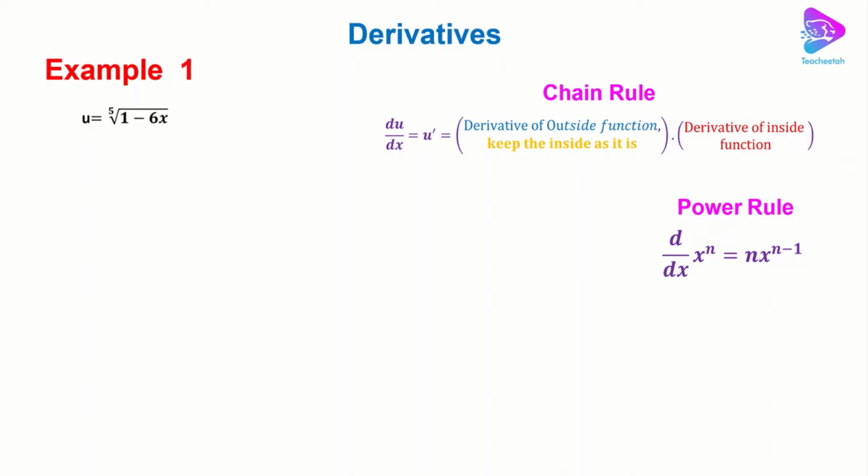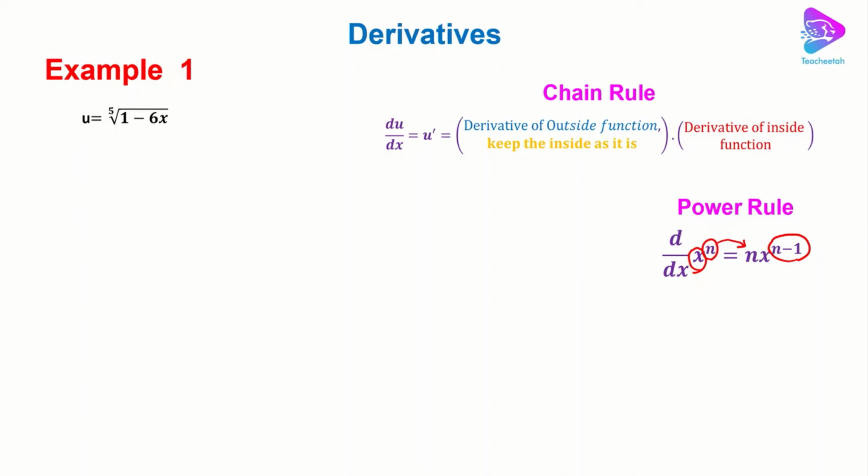and then multiply it with the derivative of the inside function. Also, we discussed the power rule, which says that when we have a variable like x to the power of n, we use the power as the coefficient and reduce the power by 1, as you can see here. So the derivative of x to the power of n is n times x to the n minus 1. So let's start the first example.